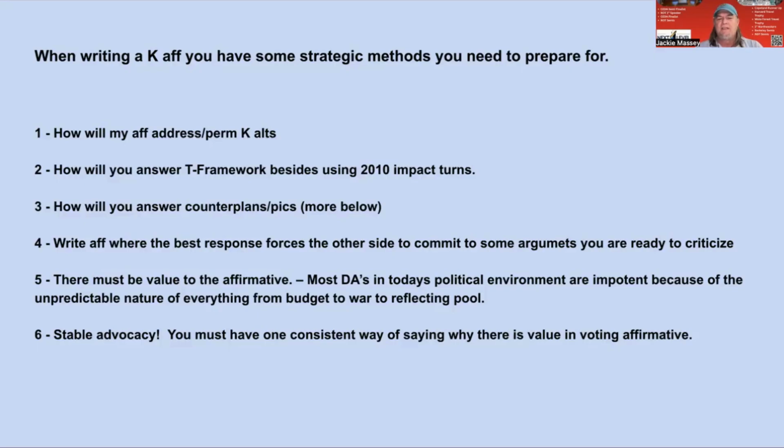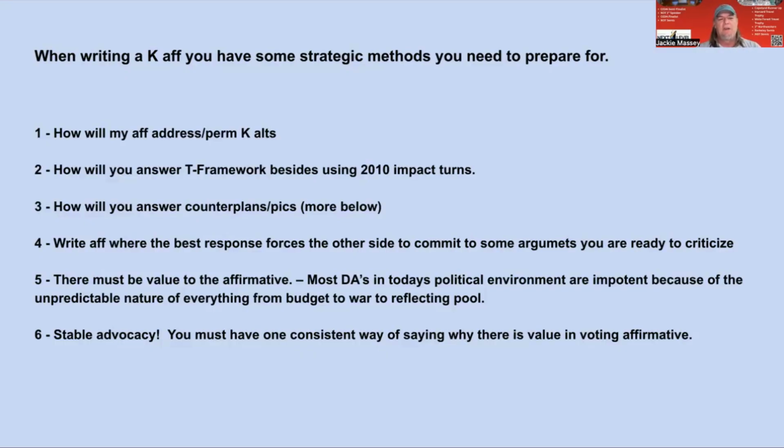Most disads in today's political environment are really impotent, because of the unpredictable nature of the way everything is happening in the current administration, from budget to war to the reflecting pool to Fauci. And so in this instance, I feel like this is why K-Debate could do very well during the current political climate over the next year.